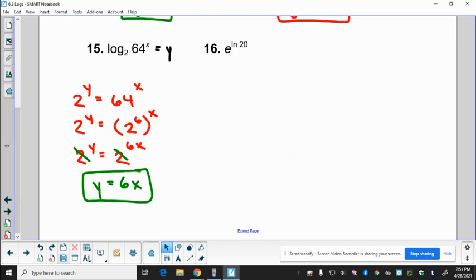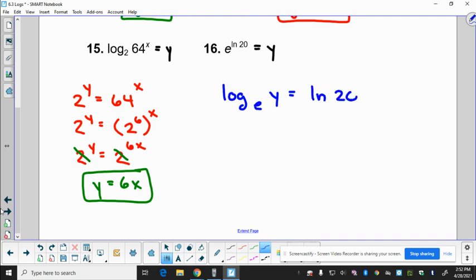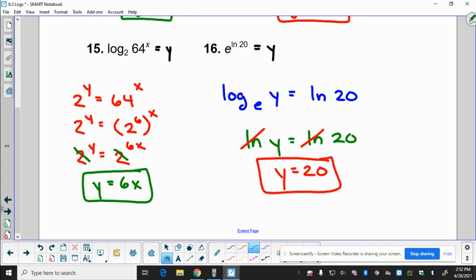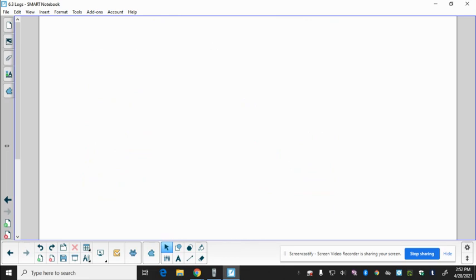And then finally, about number 16, let's just say that's equal to y. Okay, this is an exponential function, isn't it? So if it's an exponential function, we should be able to write it as a logarithm. Let's try it out. So let's say this will be logarithm base e of y equals natural logarithm of 20. Now, by definition, a logarithm of base e is a natural logarithm. Or I could have changed the right side of the equation from a natural logarithm into a logarithm base e. It won't matter. It's the same logarithm, so the answer is 20. And that's the lesson for today.